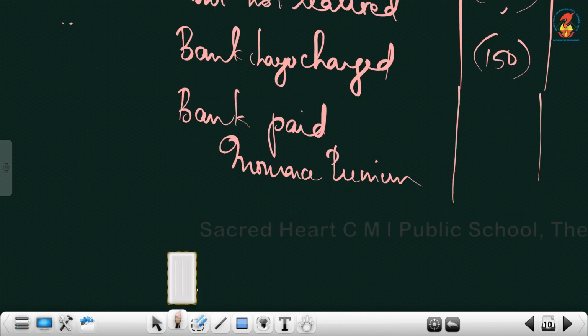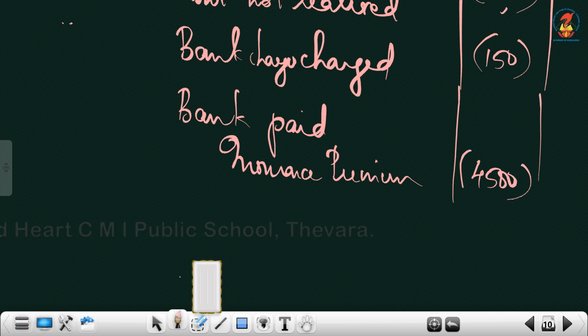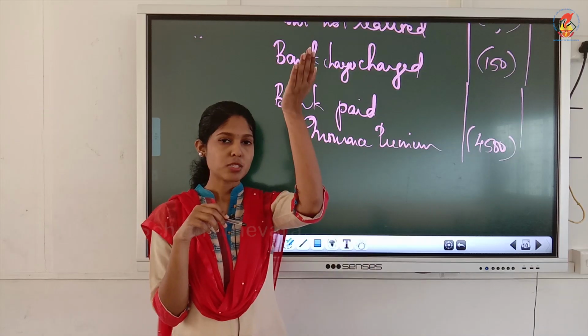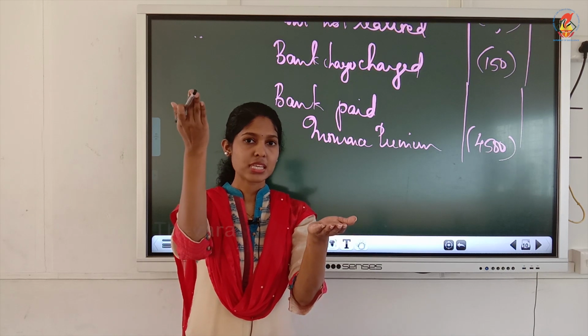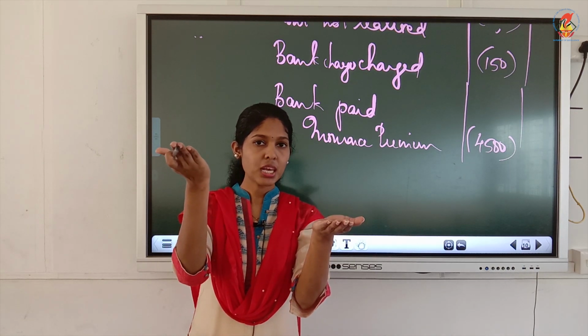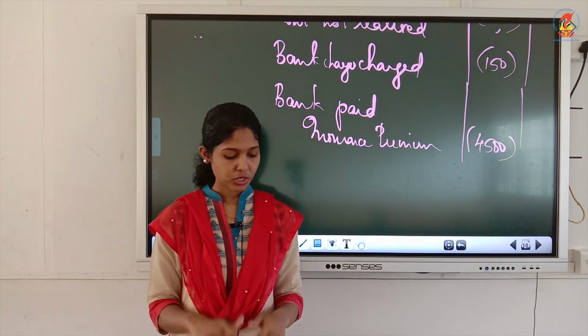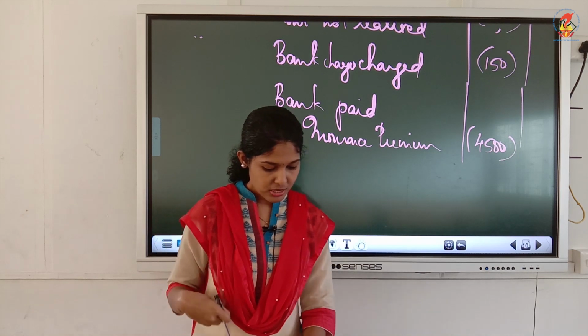Bank paid insurance premium, the amount we have is not 5,000, not 500, it is 4,500. Understood? Because in the passbook we deducted 5,000, whereas in the cash book we deducted only 500. Now to make both these equal, in the cash book we will have to deduct 4,500. Okay? Okay, now the question is over.